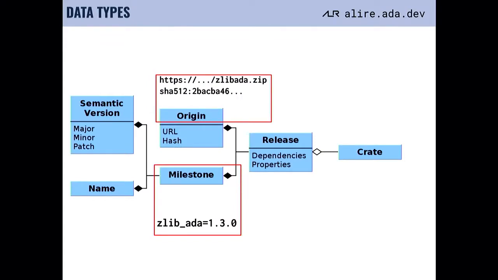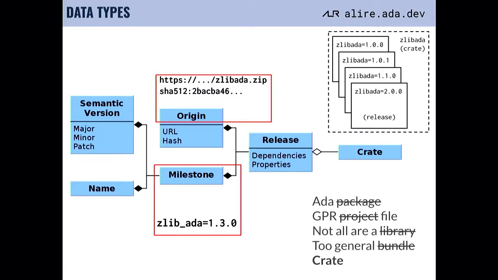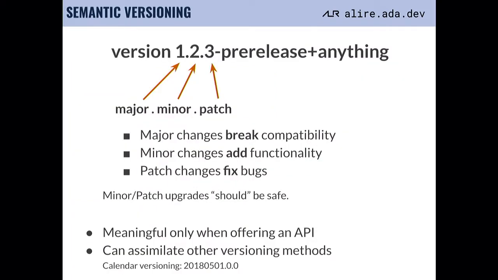Well, Alire, if you have worked with package managers, it reuses the same ideas, which is named releases with semantic versions. And we reuse the term crate to refer to several releases from the same project, because the other possible names are taken in the Ada world for very precise meanings. This was maybe a controversial decision, but it has a very precise meaning that other developers know, so that's how it is. Semantic versioning, I'm sure you know, is the way to ensure that you can update your packages without breaking the build if everything is properly packaged. So I will not stop too much here.